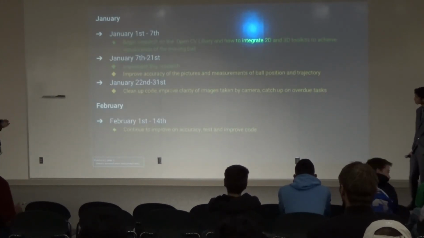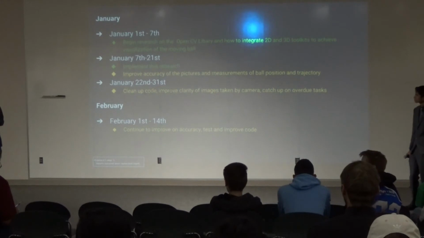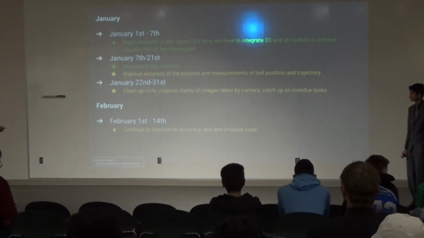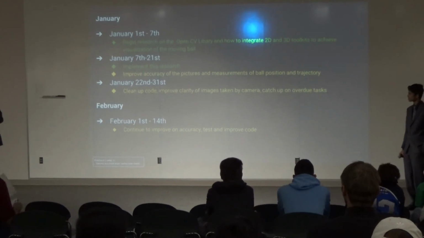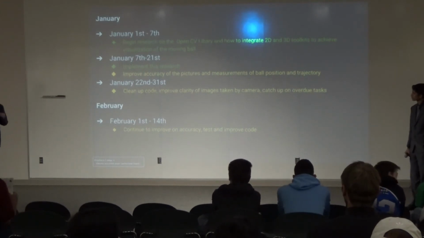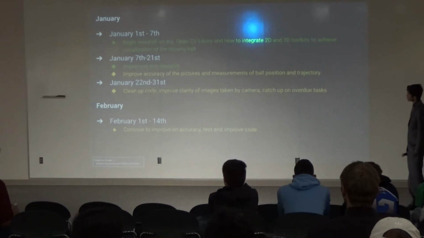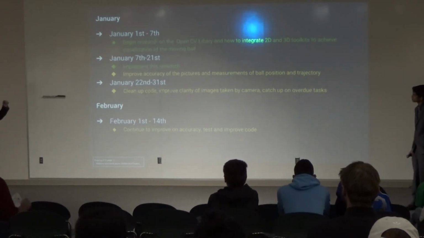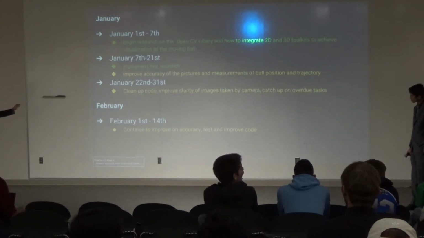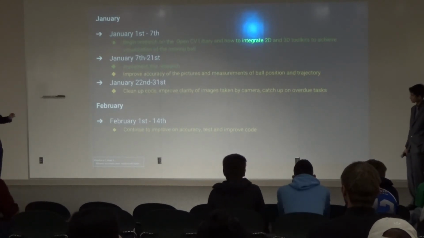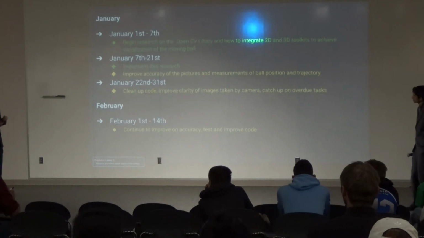So January was all about researching how to use the OpenCV library. That's important because that software is what allows me to analyze the trajectory of the ball as it's going in real time in front of the Android camera. So from the 7th to the 21st, I was going to implement this research. Everything in yellow means that I was in the process of doing it, but I hadn't exactly completed it, but I was somewhere close.